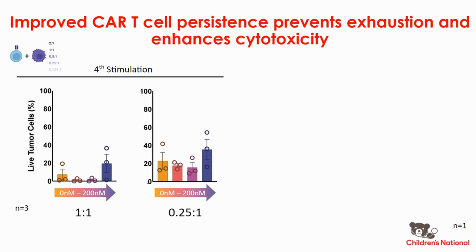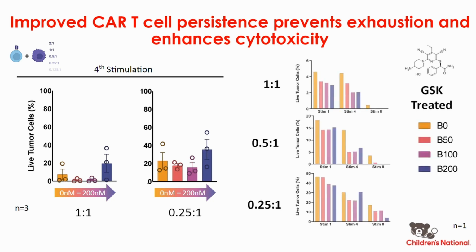Additionally, this is some supporting evidence with that tumor cell viability assay I showed at the 4th stimulation. So later on, the longer these CAR T cells are persisting, here's a snapshot of specific concentrations. We can see the longer these CAR T cells are persisting, they're actually more cytotoxic in those ideal concentration ranges at 1:1 and lower concentrations like 0.25.